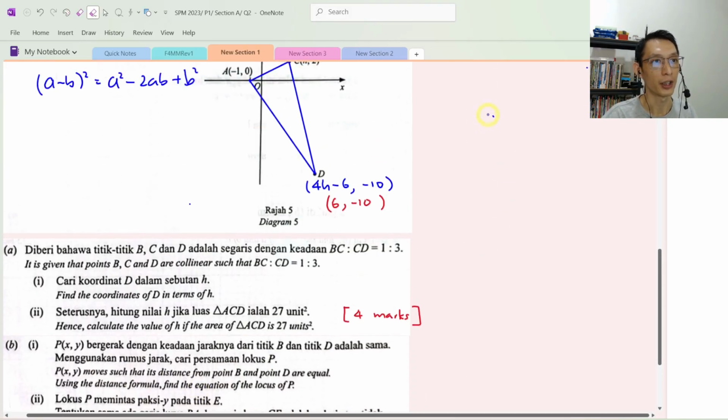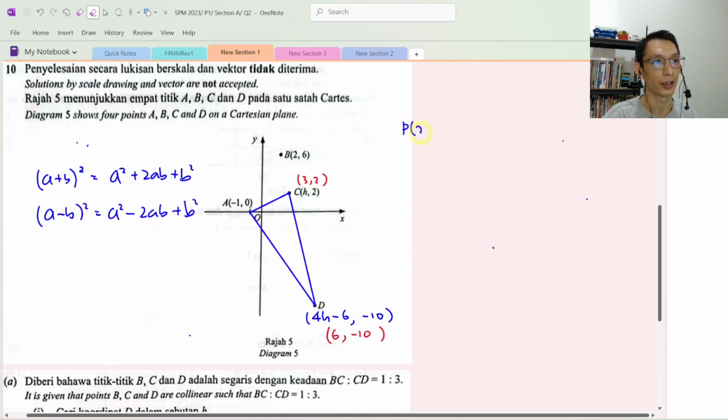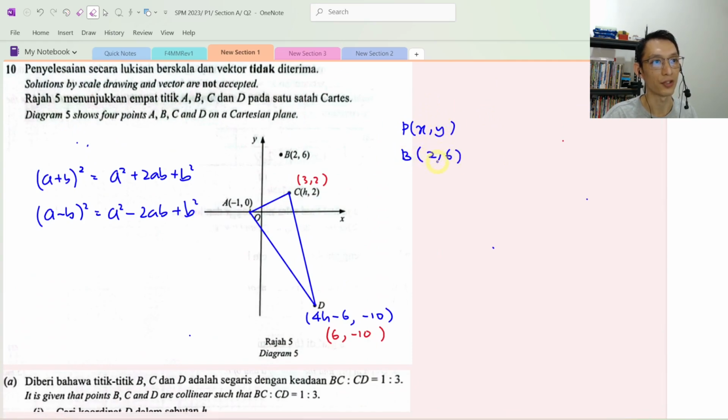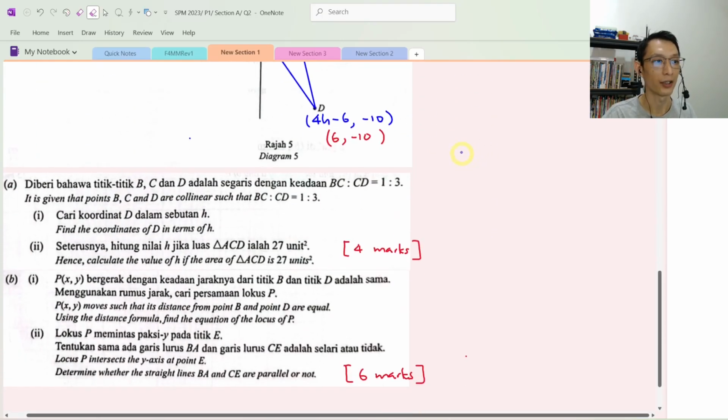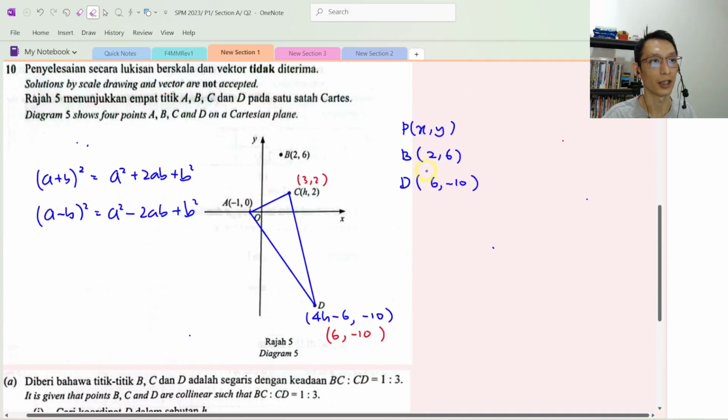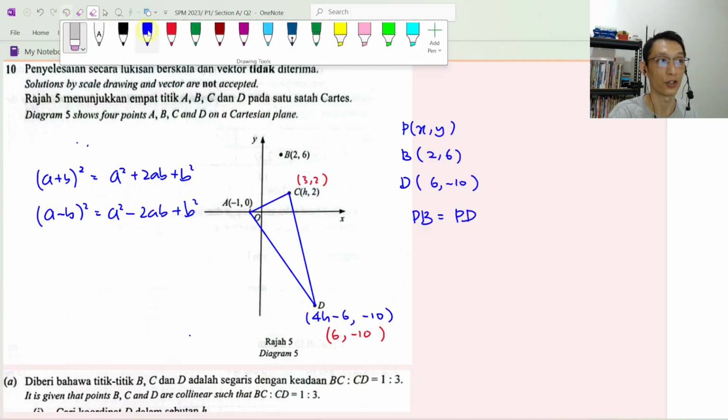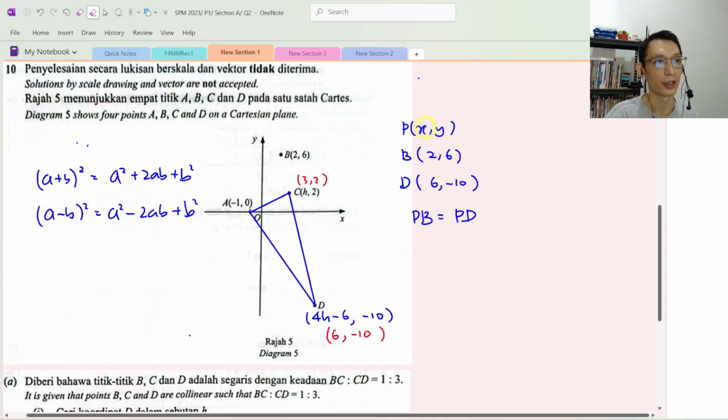Okay, so P(x, y), B (2, 6), D (6, -10). So the question tells us that the point P from point B and from point D always has equal distance. So PB is equal to PD. Still remember the distance formula? What formula do we use to find the distance between 2 points?